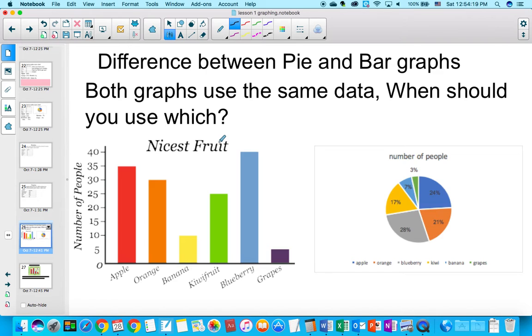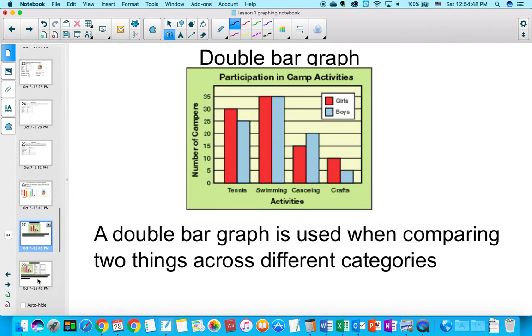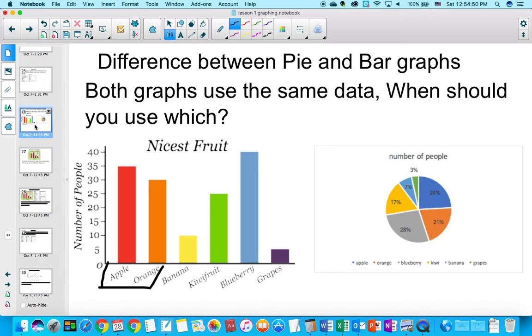So pie charts and bar graphs both use the same data, right? Both use categories that are discrete, right? These are the same information, right? Just delivered differently, right? This one gives you bar graphs. These bars give you hard numbers, while these ones give you percentages. So, when would we use one or the other? Well, bar graphs are used when you want to show hard numbers, right? When you want to show 35 people liked apples, there it is.